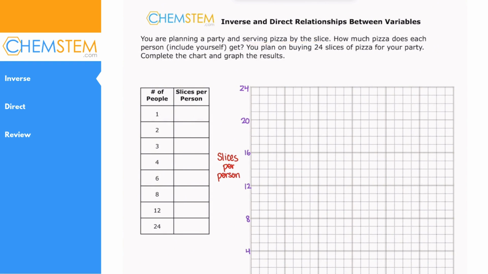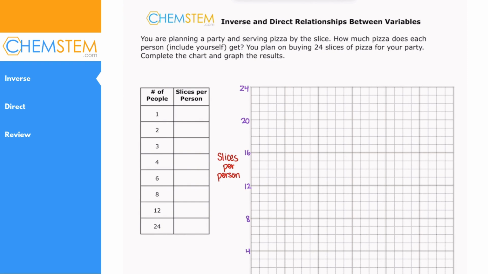So suppose we're planning a party and you're going to serve pizza by the slice. How much pizza does each person, including yourself, get? You plan on buying 24 slices of pizza, but you gotta plan it out because you don't know who's coming. It might be just you, or it might be 24 people, or some number in between. So let's write out how many slices per person everyone will get if it's just you.